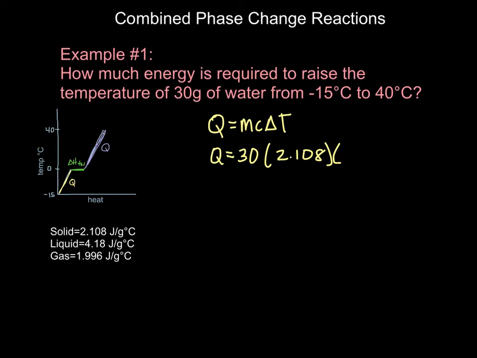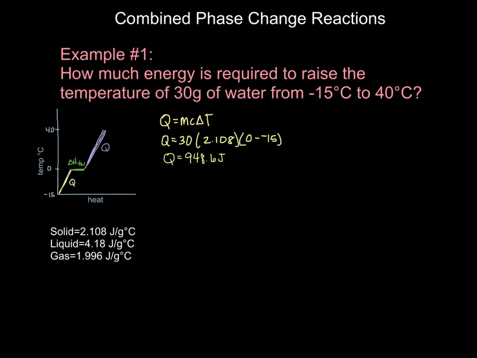And remember, it's always final minus initial. So my final temperature for this phase is 0, and my initial temperature is negative 15. So it's 0 minus negative 15. So my ΔT is actually going to be a positive 15. So when I multiply these together, I get 948.6 joules, and it has to be in joules because my specific heat was in joules. Now let's do our other Q piece while we're still doing Q equals MCΔT.